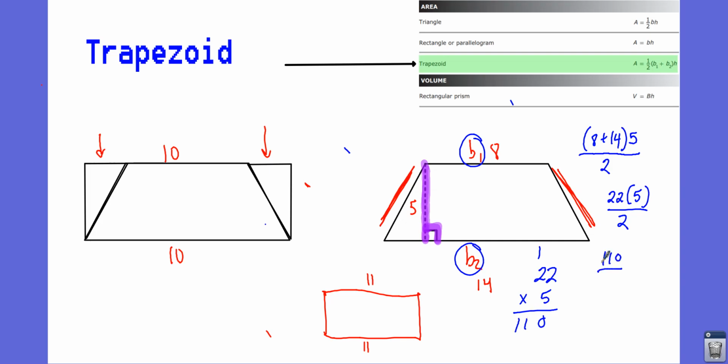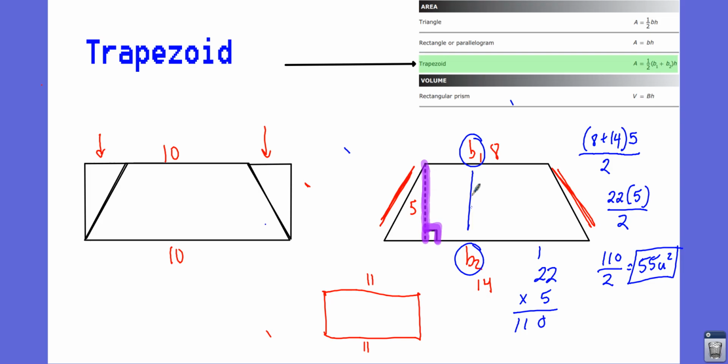110 divided by 2 equals 55 square units. That process looks like it takes a lot, but really it's only adding up the two bases, and then it's the same exact thing as base times height. And then you divide by 2. So you're kind of treating it like a quadrilateral that's a triangle.